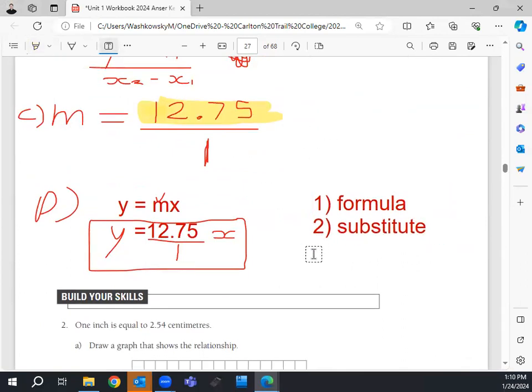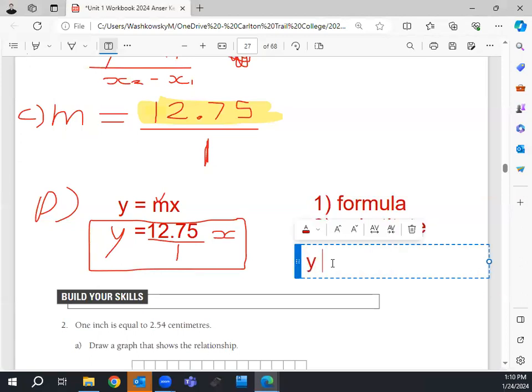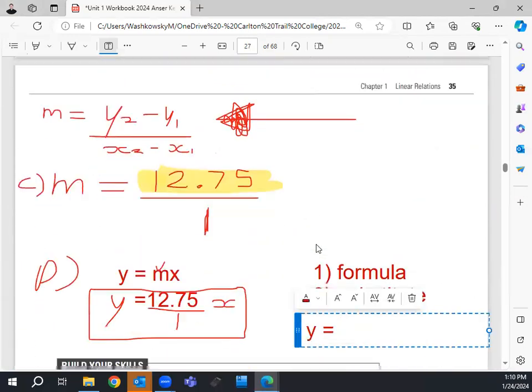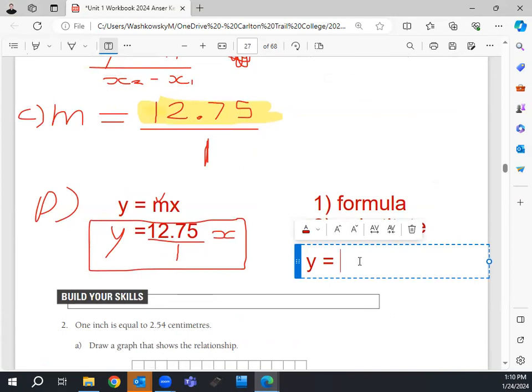In that case, well, I know what that is, right? In 5.5 hours, I'm trying to figure out how much money she makes. That's my y value up here, right? So I'm trying to figure out how much money, or y, is equal to, same thing, I'm just writing my formula, 12.75 times x. In this case, I'm saying, hey, instead of x, I'm going to put 5.5 hours.